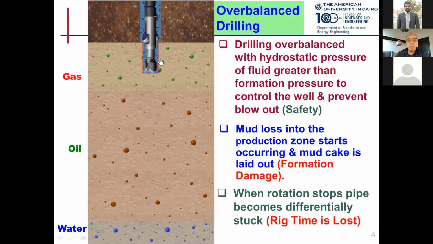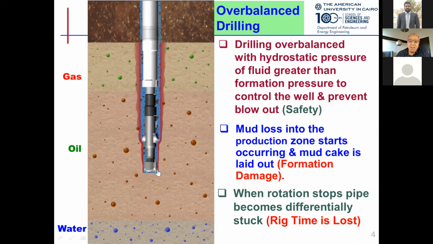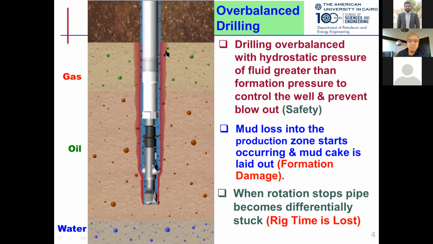no fluid is produced because the hydrostatic pressure is much larger than the reservoir pressure, and the reservoir is shown here. We have gas and water, and at the bottom we have gas, oil, and water. But if you look at the red area in here, this is the laid out mud cake. As we go deeper, the mud cake is not very deep, but at the top of the reservoir, the mud cake is penetrated further.